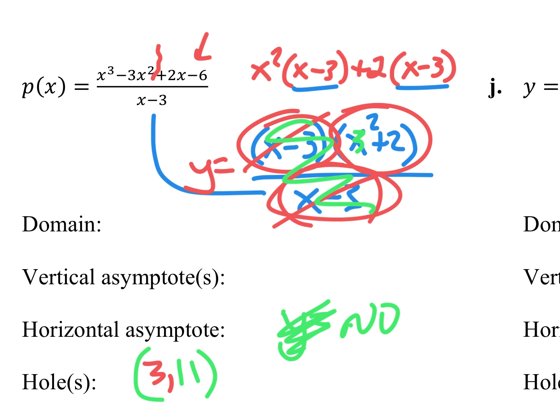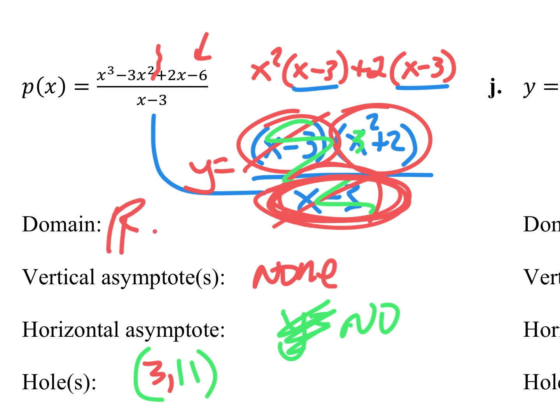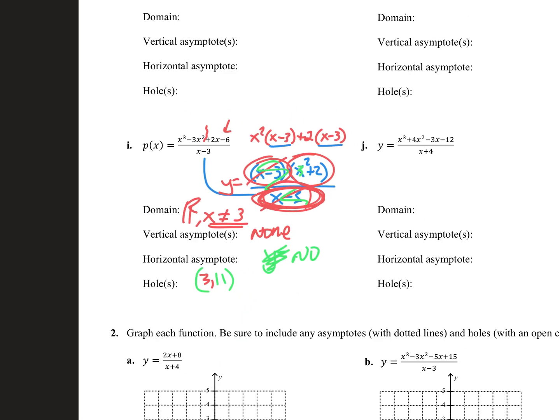Okay, the vertical here, vertical are the things that make the bottom 0, but there's nothing left. You might think that was it, but that was a hole. Can't be a hole and an asymptote. So the vertical asymptote, there weren't any on this one. The only thing that makes the bottom 0 is actually a hole. And your domain is all real numbers except x cannot be 3. Remember, holes and asymptotes both are excluded from the domain. Like if it makes a hole or if it makes an asymptote, then it needs to be listed here as x cannot be.